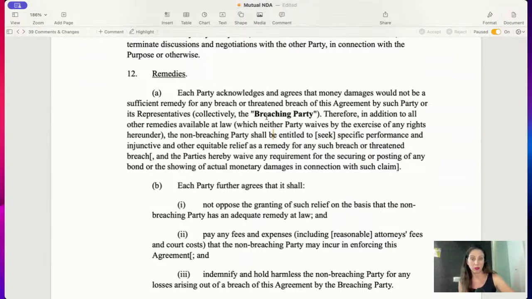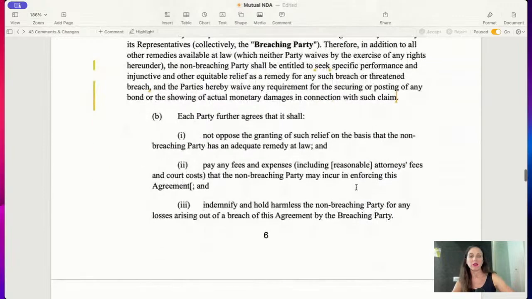Not be sufficient. Therefore, in addition to all the remedies available at law, the non-breaching party shall be entitled to. Ooh. I'm going to go with seek on that one. They left it open. Specific performance and injunctive relief for any breach or threatened breach, yes. And the parties hereby waive any bond. Yes. Okay. Very standard there.